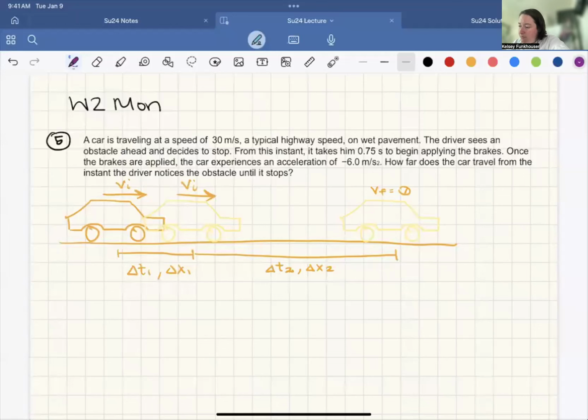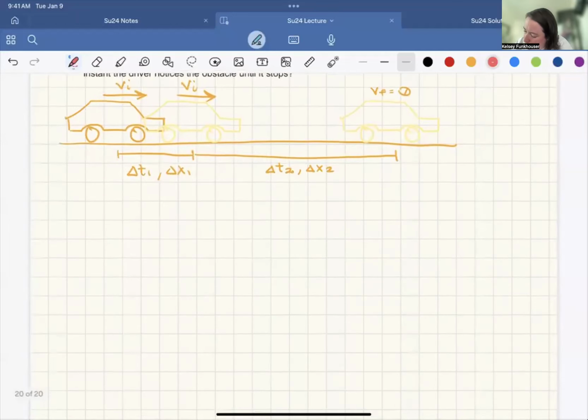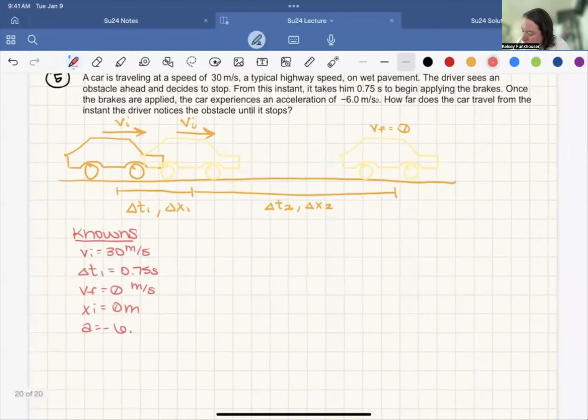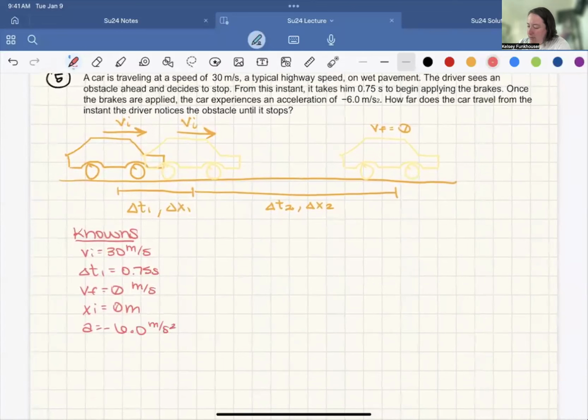So let's do knowns and unknowns. We have an initial velocity of 30 meters per second. We have an initial time interval, which I'm going to call time interval 1, of 0.75 seconds. We know we're trying to get to a final velocity of 0. We can say our initial position is 0, and then our acceleration is -6.0 meters per second squared.